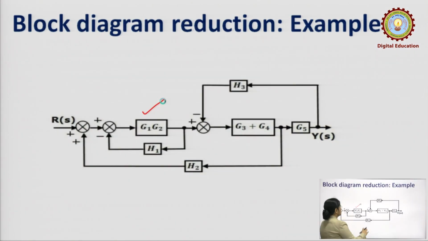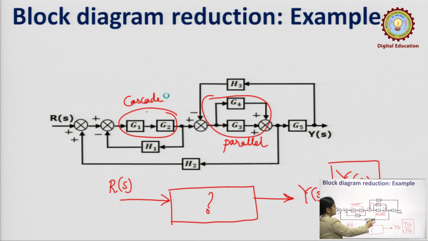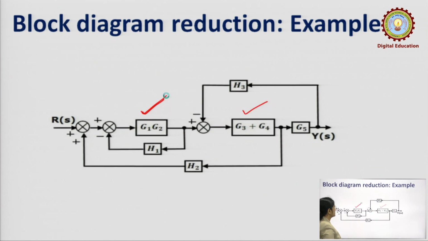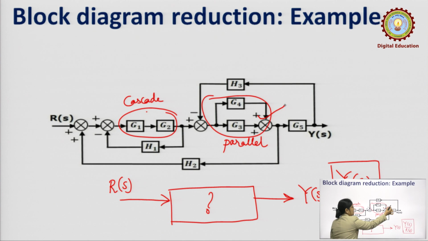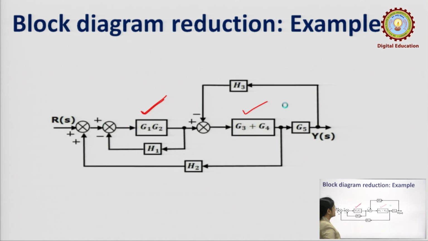We can see this is a parallel combination, and this is the combination G1 and G2. What else to check now? Once these two blocks are reduced, there is some reduction in the number of blocks or components in the original block diagram. Now, we can see that one summing point from here is also not there because we have added this to G3 plus G4 and got a single block.